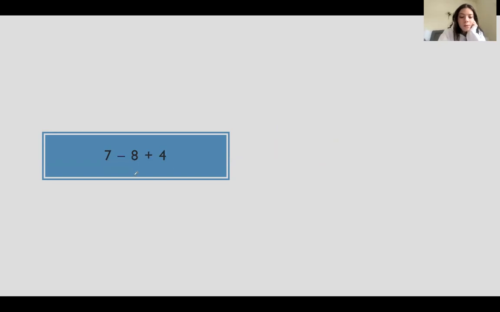And then we have, so again, when we look at PEMDAS, as we saw first, multiplication and division and addition and subtraction are grouped together. So in this example, we have addition and subtraction, and we're going to go in order from left to right. So that means we're going to start with subtraction. So 7 minus 8 equals 1, and then 1 plus 4 equals 5.